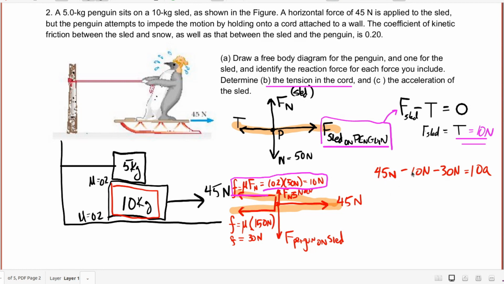So we have 45 minus 40 is equal to 5 newtons net force equals 10 kilograms times a. a is equal to 5 newtons over 10 kilograms equals 0.5 meters per second squared. So that will be the acceleration of this sled as it's pulled out from under our poor penguin.